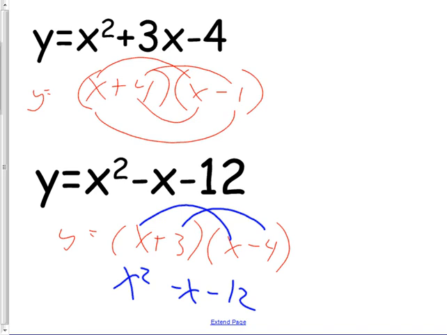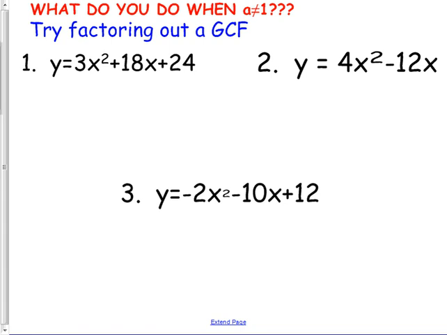You are correct. Raise your hand if you had those correct. All right, some of you aren't raising your hand. All right, good. Then let's move on. What to do when you don't have the lead coefficient be 1?